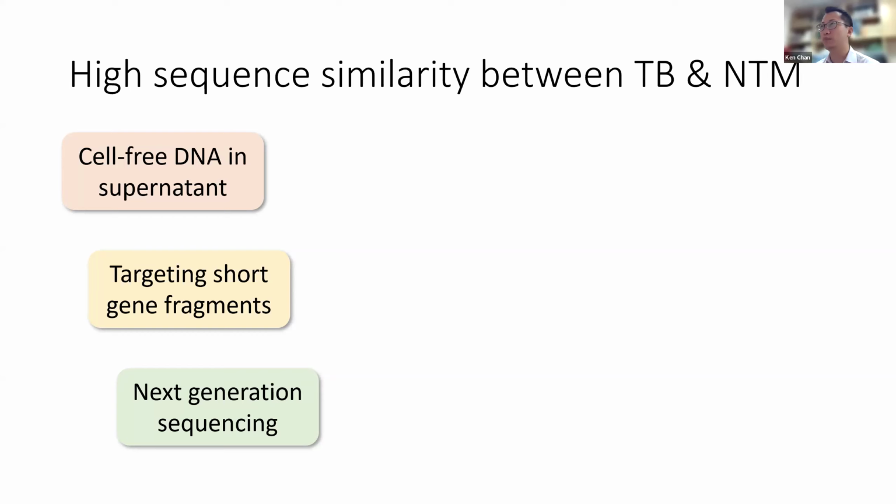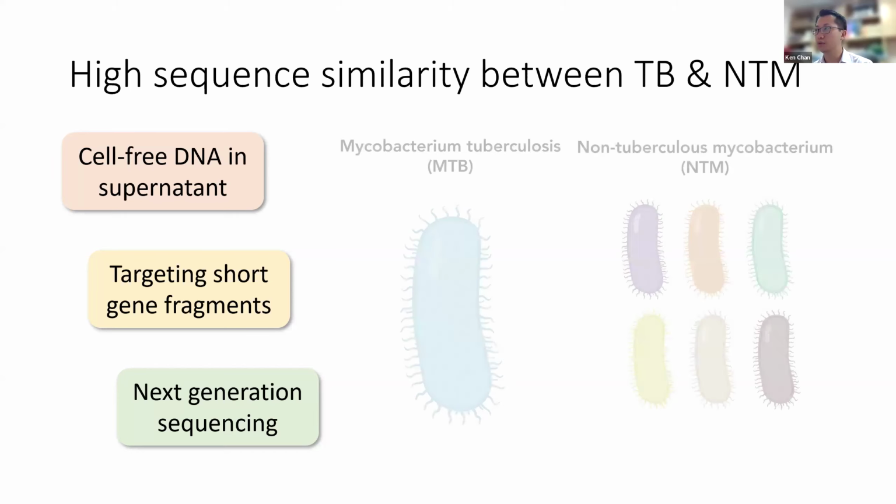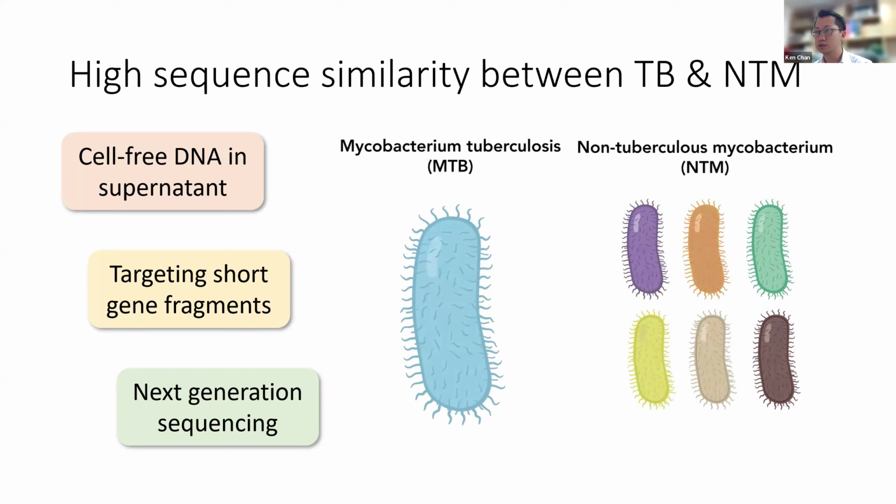However, one problem we still need to overcome is the high sequence similarity between TB and non-tuberculous mycobacteria. Whenever we're doing next generation sequencing, we're amplifying all the DNA fragments in the specimen of variable length. Potentially, we may also amplify those DNA fragments from contamination from surroundings, including those NTM contamination. So we need to do something to overcome this problem.